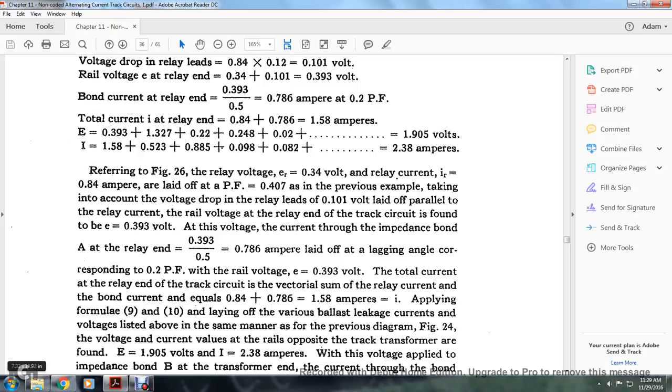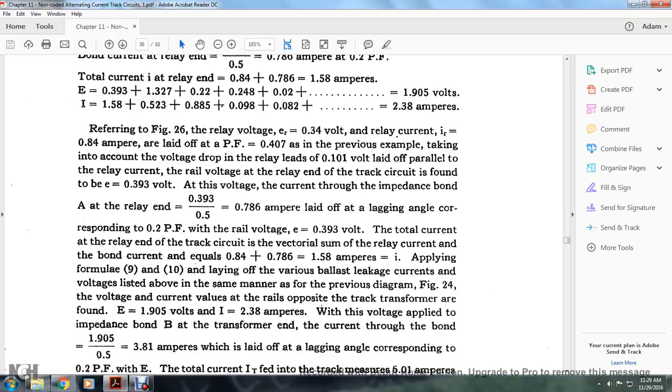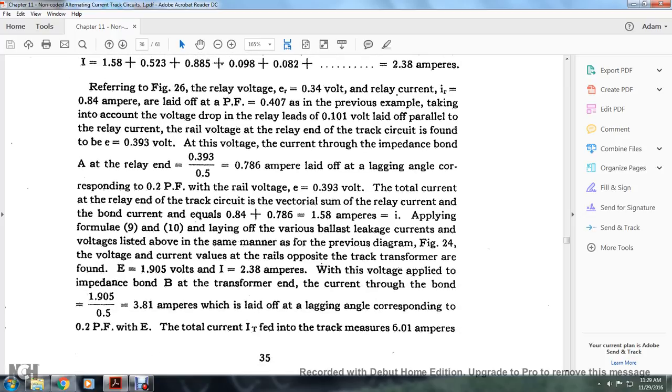equals 0.786 amperes laid off the lagging angle and the corresponding 0.25 PF with the rail voltage E 0.393 volts. The total current at the relay end of the track circuit is the vertical sum of the relay current with the bond current, equals 0.84 plus 0.786 equals 1.58 amperes, equaling I. Applying the formula of 9 to 10, laying off the various ballast, leakage, and currents of the voltage listed above in the same manner as the previous diagram, figure 24, the voltage and current value of the rail opposite of the track transformer found E is equal to 1.905 volts, I is equal to 2.38 amperes.